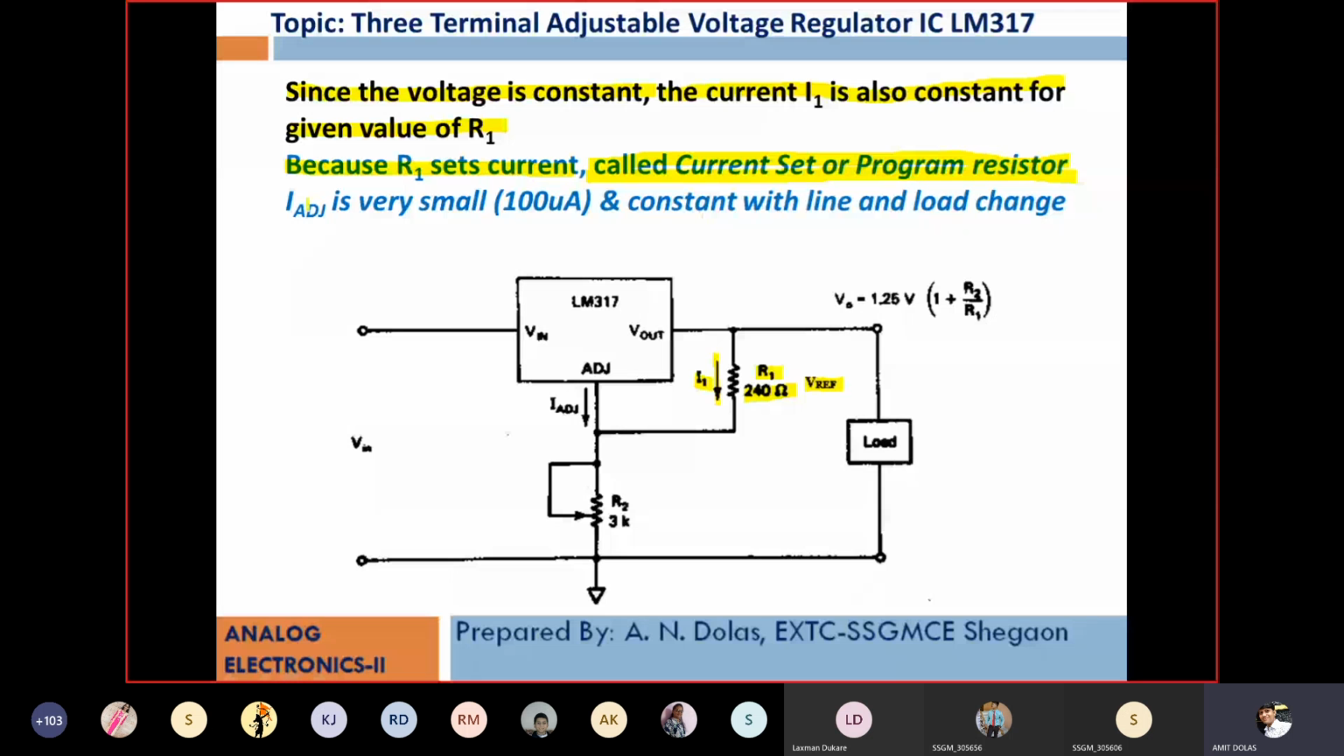I adjust is very small in this IC also. It is 100 microampere only, and it is constant with line and load change. If there is a change in V in, still this I adjust remains 100 microampere, it does not change. If there is a change in load variation, still the I adjust current, which is coming from the adjust pin, remains constant, which is 100 microampere.